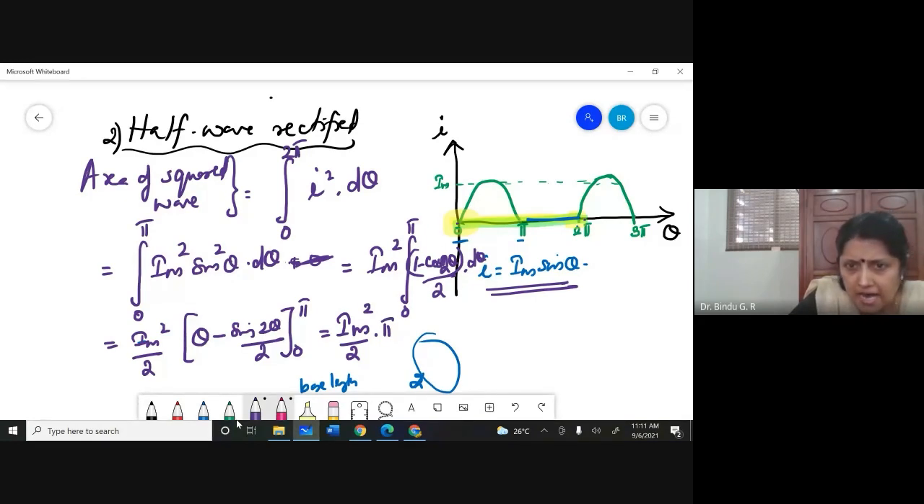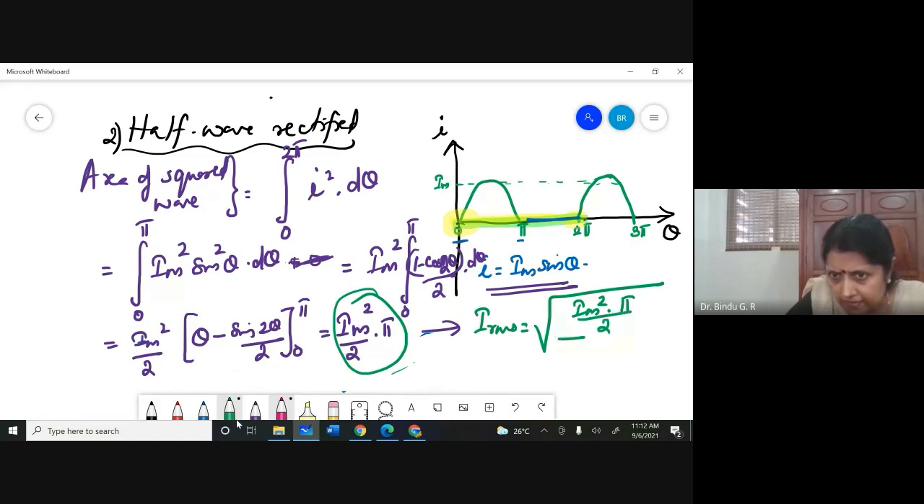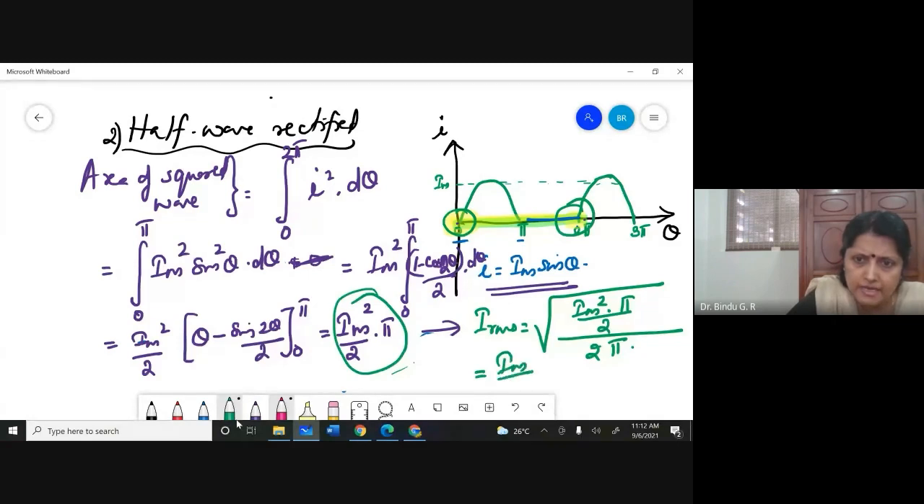Now IRMS, always people go wrong here. All of you should listen to this step very carefully. IRMS is equal to the square root of this divided by the base length, within the square root itself, which means Im squared into pi by 2 divided by the base length. Again, I have considered from this point to this point, so 2 pi, which you will get as Im by 2.